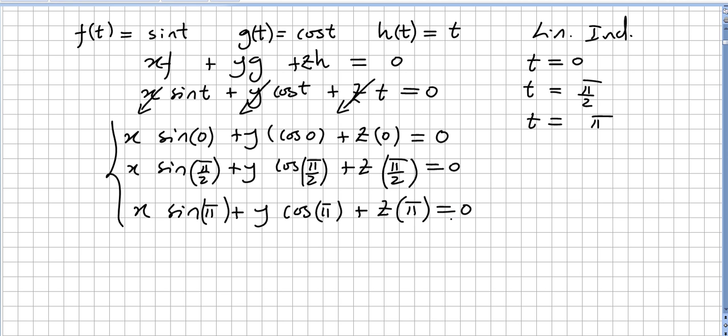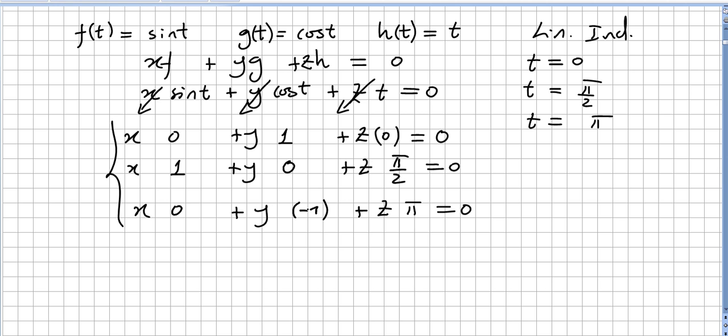Okay, so this is more or less the same as we did before, right? So sine of 0, that will be 0, right? Here cosine of 0, that will be 1, right? And z times 0, so that's 0, right? Okay, so this is basic trigonometry, right?